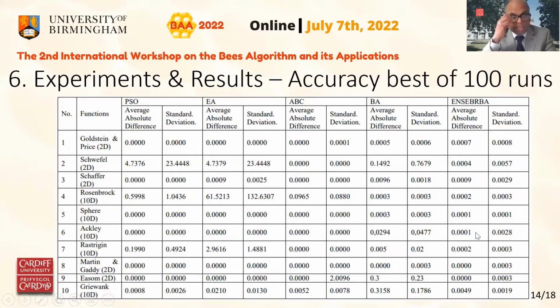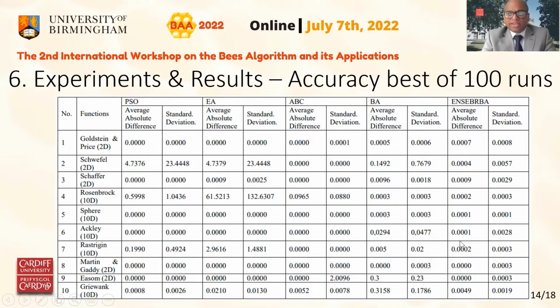And what about the results? The algorithm was tested and compared with some other algorithms as well: PSO, EA (evolutionary algorithm), and ABC, which is another bees algorithm called the artificial bee colony. And then our basic BA, and this is the enhanced BA. Okay, and these are the average results, whether they found the known optimum and what's the difference between the newly found optimum and the known optimum.